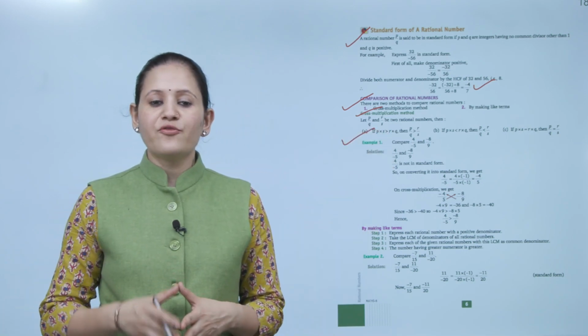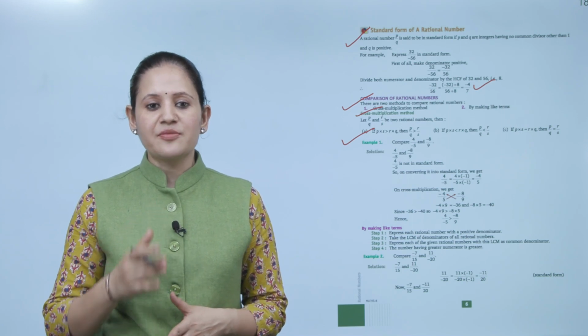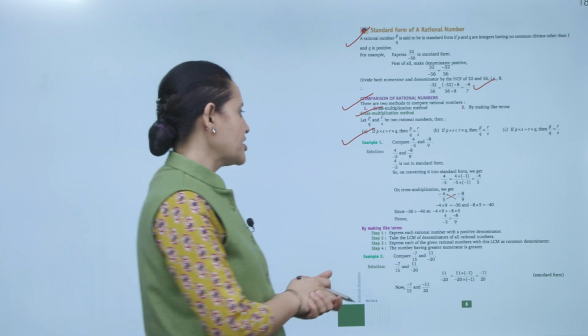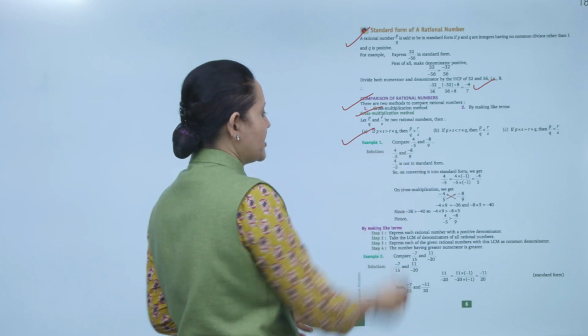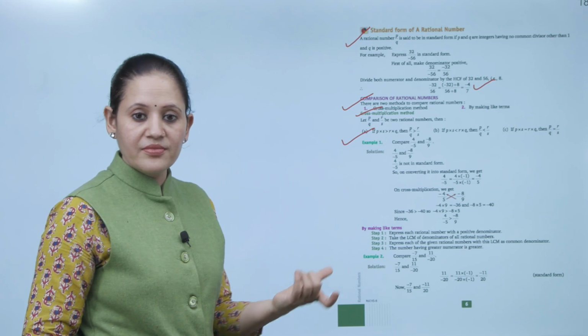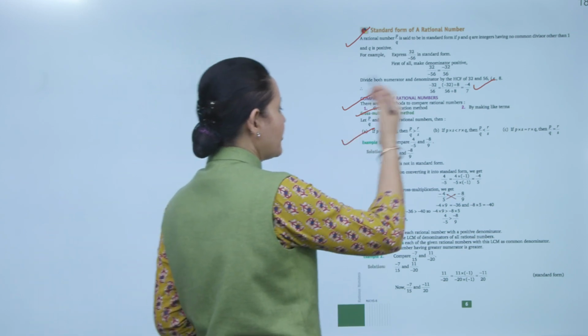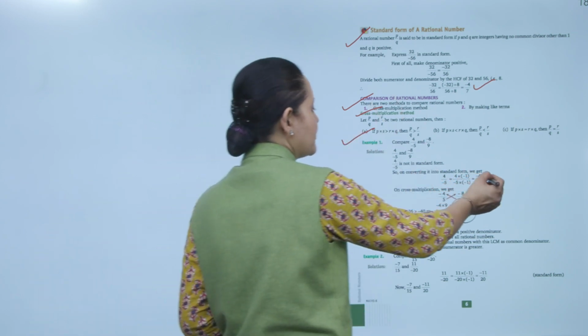We have to compare 4 upon minus 5 and minus 8 upon 9. So here we'll use the cross multiplication method. First, 4 upon minus 5 is not in standard form, so first we'll convert it into standard form. So that is minus 4 upon 5.